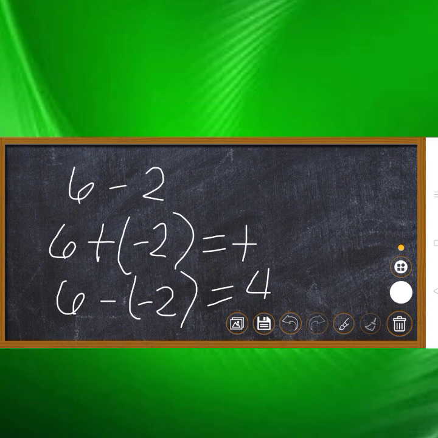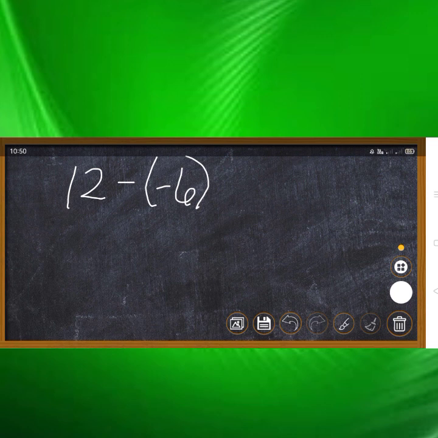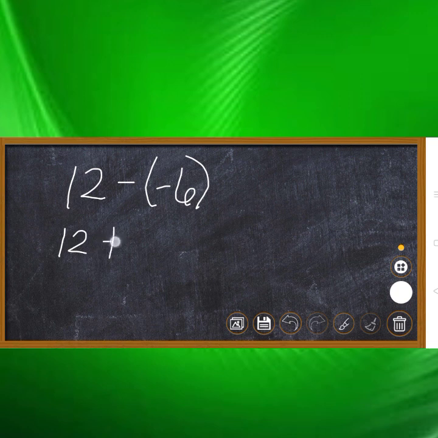Let's have another example. Positive 12 minus negative 6. Okay. Again, you need to keep the minuend, which is positive 12. You need to change the sign into plus. And you need to change the subtrahend, negative 6, into positive 6.